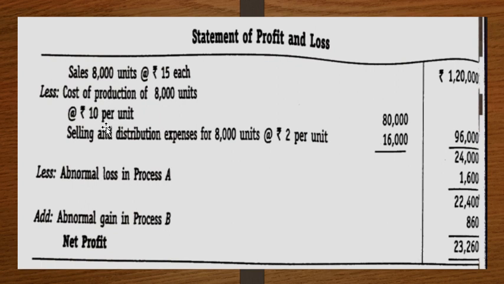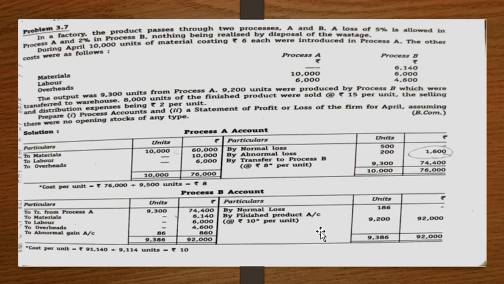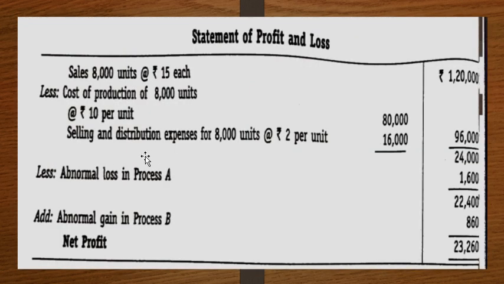So this is the exact cost which is incurred to manufacture the units. For 9,200 into 10, the total cost is 92,000. But as you are engaged only in selling 8,000 units, we need to know the cost for 8,000 units. So 8,000 into rupees 10. How did you get this rupees 10? This is from your process B, the last process finished product, rupees 10 per unit. From here you got the cost. So at rupees 10, that will give you 80,000.